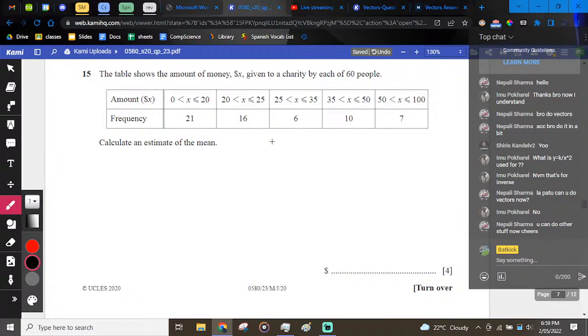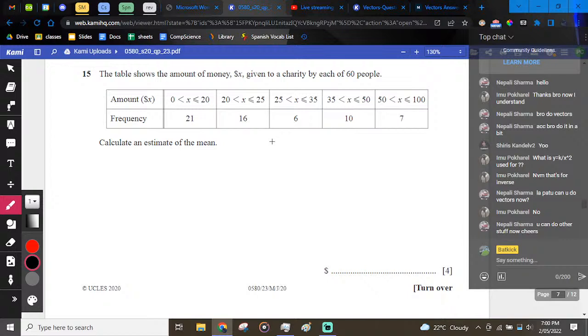Okay, table shows amount of money. My science teacher would be furious. Oh, well, it's talking about money, so okay, no furious. Amount of money, good. Okay, it shows the amount of money, x dollars given to 60 people. Calculate an estimated mean.